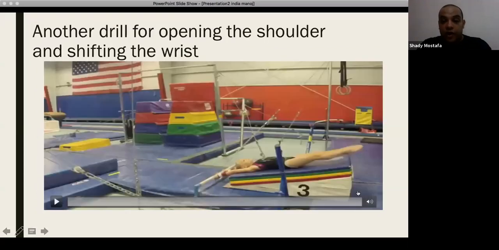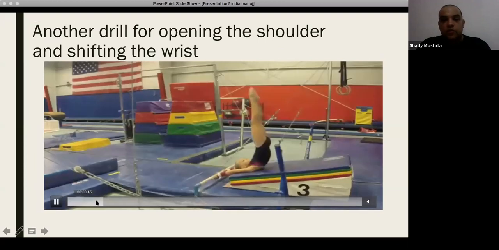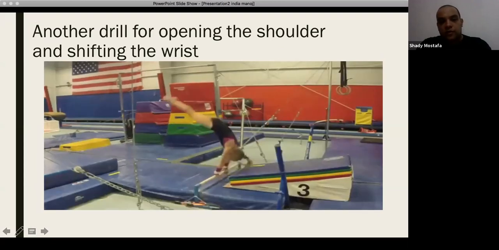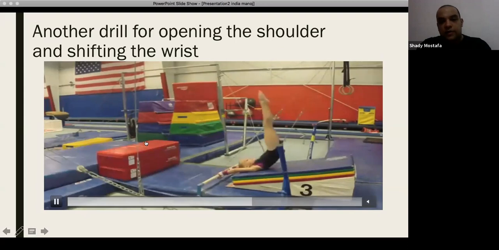After the ball drill, you make it a little bit more difficult by putting a cheese mat and a mat here, and you go like this. I'll do it in slow motion after this. Now in this one, that's a little bit difficult.